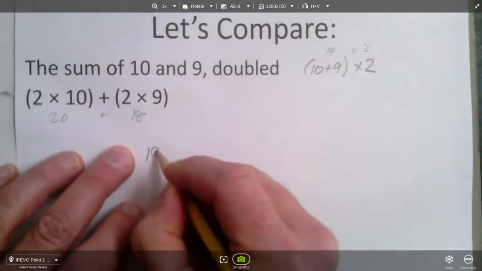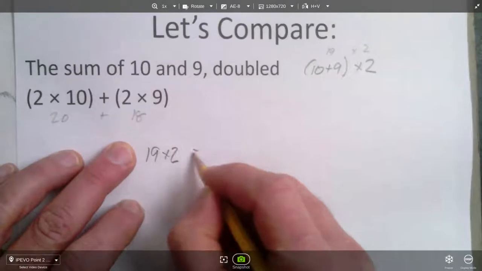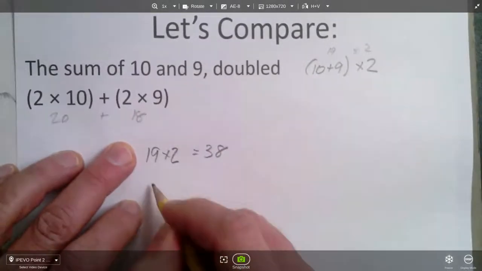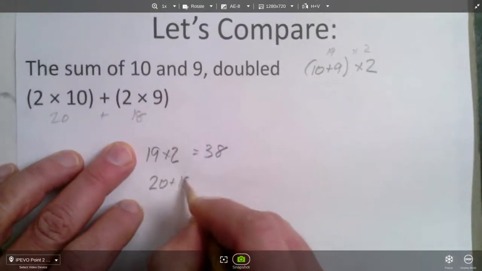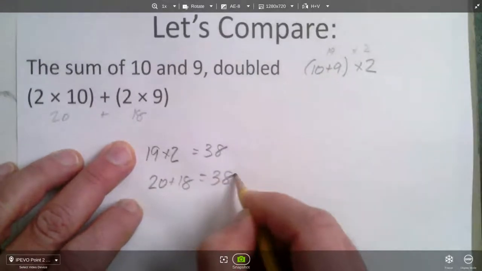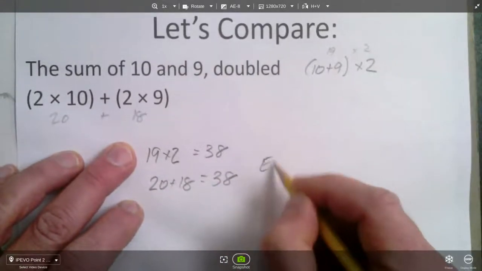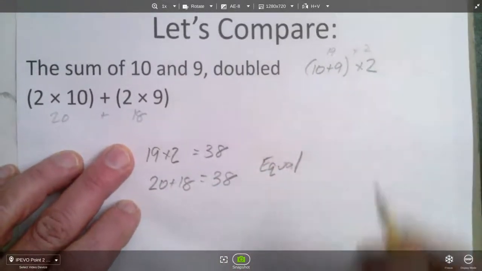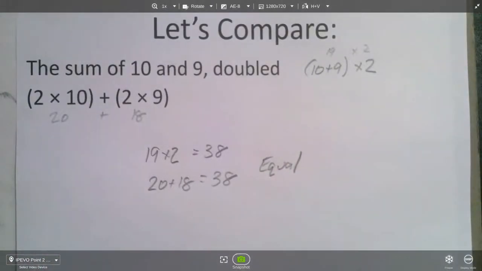Well, 19 times 2 is equal to 38. 20 plus 18 is equal to 38. So they are equal. There you go, mathematicians. There is using numerical expressions and evaluating them and writing them. Thanks so much.